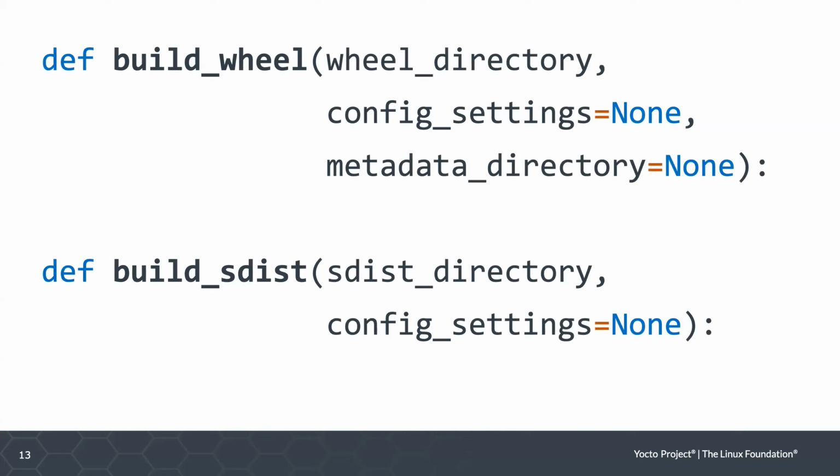The backend interface just has two methods that are required. There's a few others, but we don't need to go into those. build_wheel and build_sdist. We only care about building a package, so we just need to call build_wheel. The API is explicitly very slim.